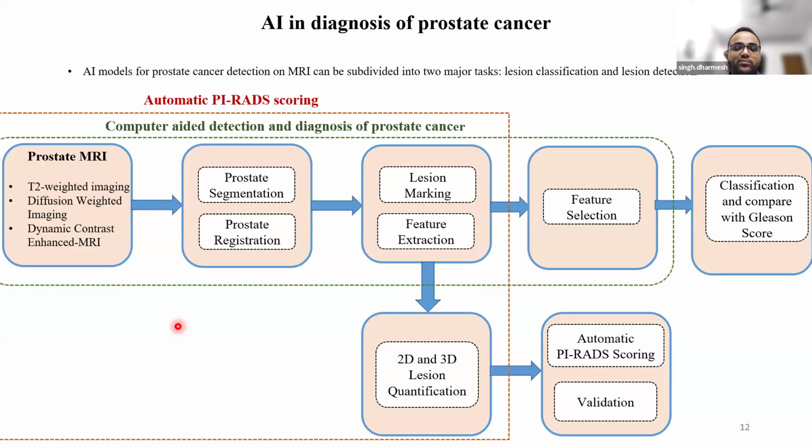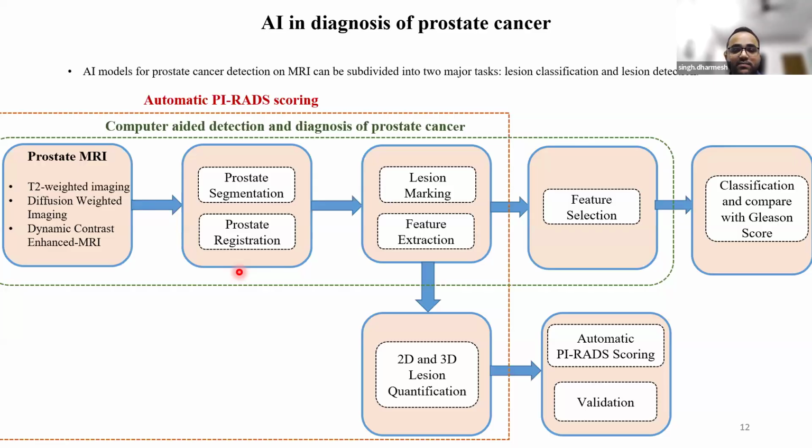First, we start with the prostate MRI itself, which includes multiple sequences like T2 weighted, diffusion weighted, or dynamic contrast. These sequences capture different aspects of tissue properties and are critical to detecting the cancer as per PI-RADS rules. Next comes prostate segmentation and registration. Here, AI automatically identifies the prostate boundaries and also aligns images from different MRI sequences. This ensures that the lesion is accurately localized.